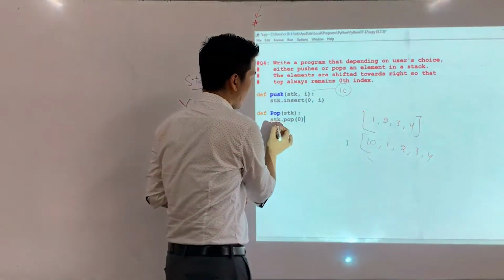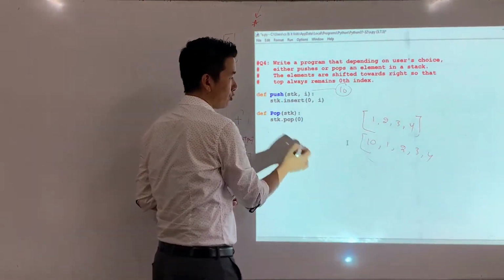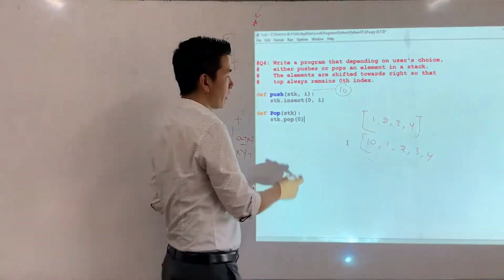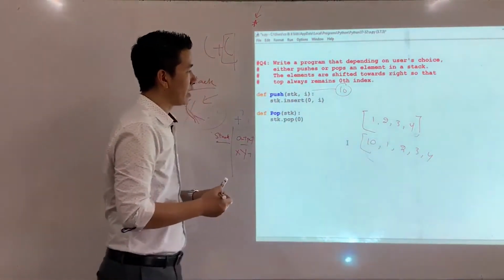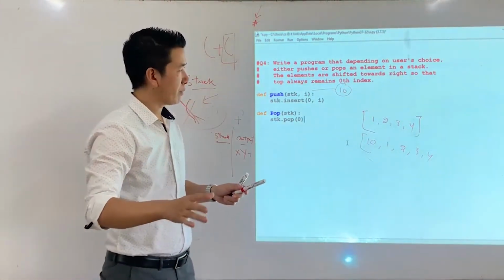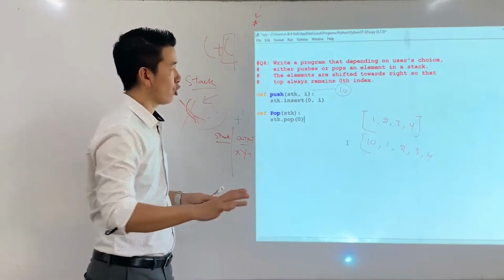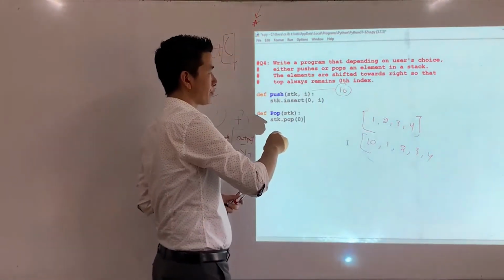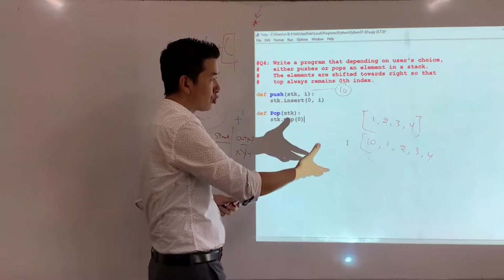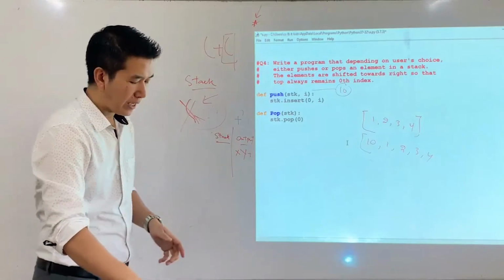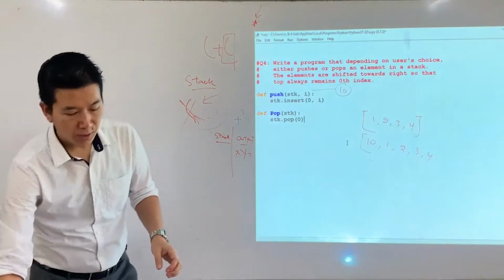So if you have this stk.pop(0), this will be popped off. You cannot pop it from here. So make sure that you have the 0 here, alright? It sounds a little complicated, but it's not really complicated as such. All you need to know is the top always remains at 0th index. So when you do that, the elements should be shifted towards the right side. Now let's say we run the program.